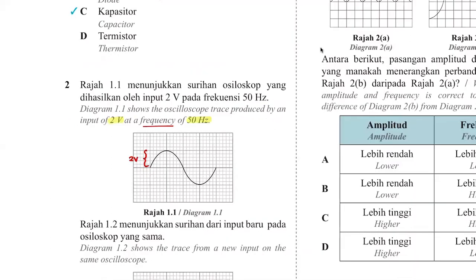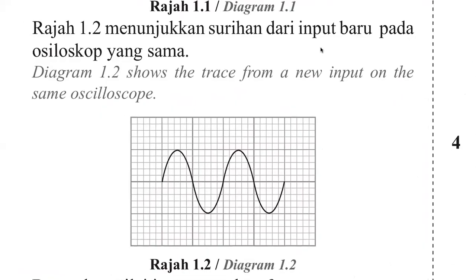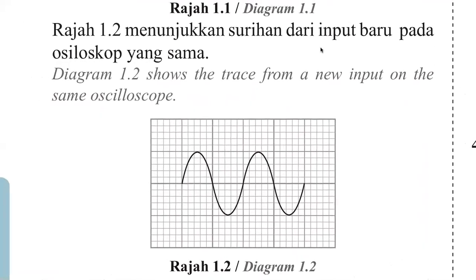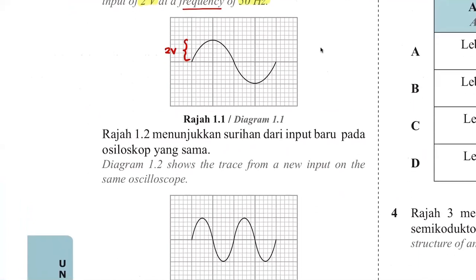Now, in the second diagram, okay, so this is the second diagram. Look at the amplitude of the wave. Is it still the same as the first one? Yang ini, adakah dia sama seperti yang the first one? If it is the same, then dia punya input voltage is also the same. Okay, so this one is still the same, 2 volt.